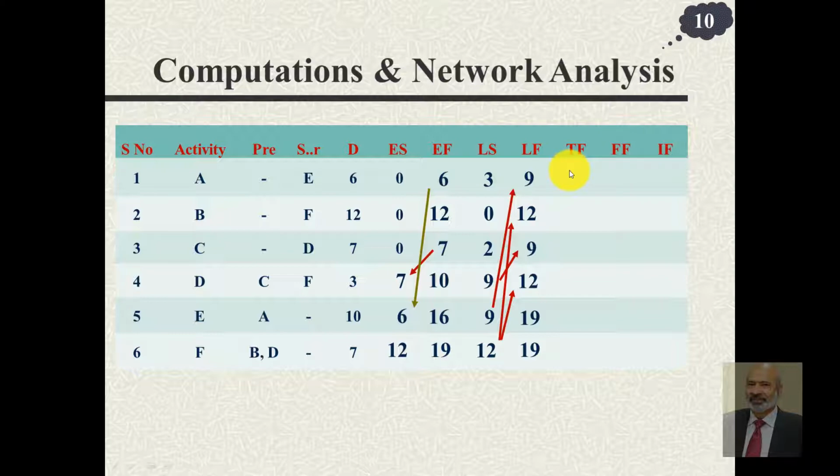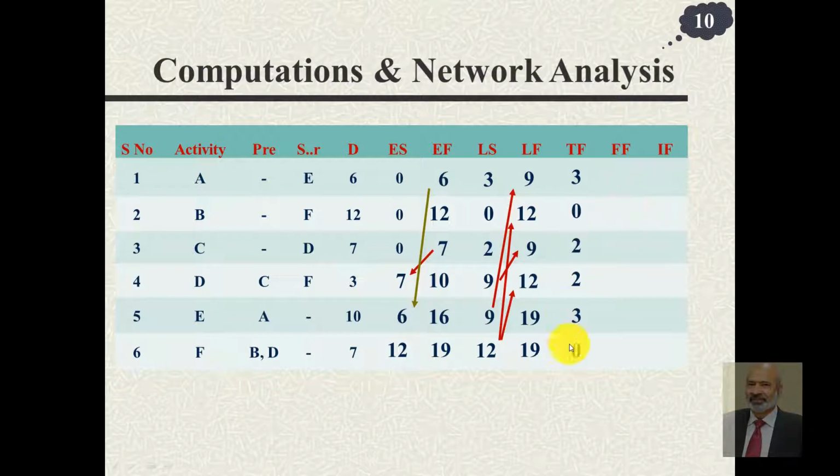Total float, as we said earlier, it's very easy to find. It is the latest start time, this column, minus earliest start time, which is this column. So the first one for A would be 3 minus 0, then 0 minus 0, 2 minus 0, 9 minus 7, 9 minus 6 and 12 minus 12. So these are the total floats of all the activities.